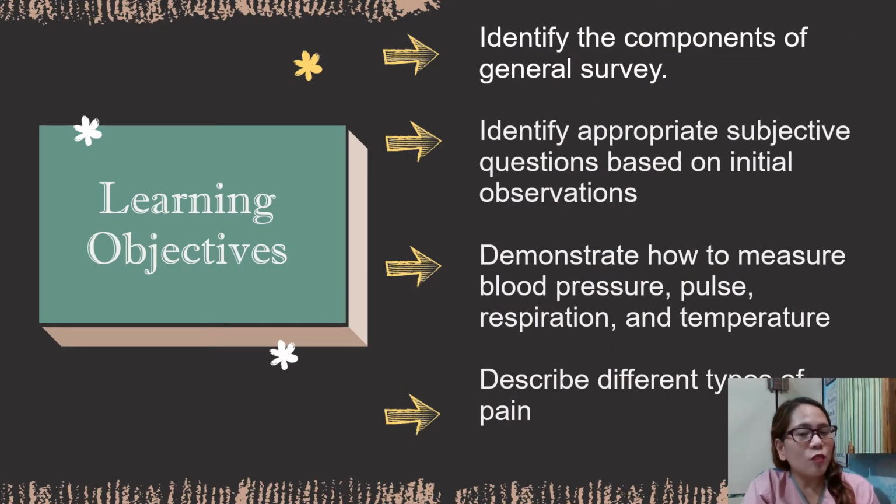These are the learning objectives of this presentation. At the end of the session, the students are expected to be able to identify the components of general survey, to identify appropriate subjective questions based on initial observations or during your general survey. Demonstrate how to measure blood pressure, pulse, respiration, and temperature of your client, and describe the different types of pain.